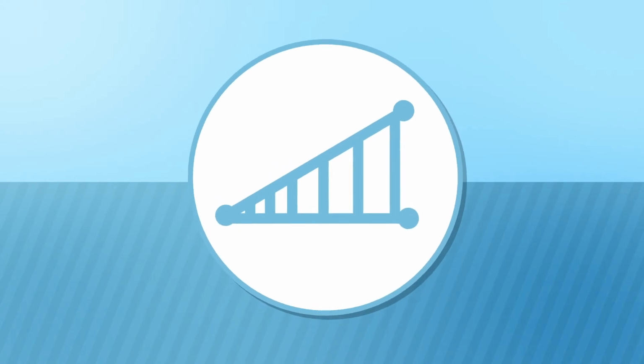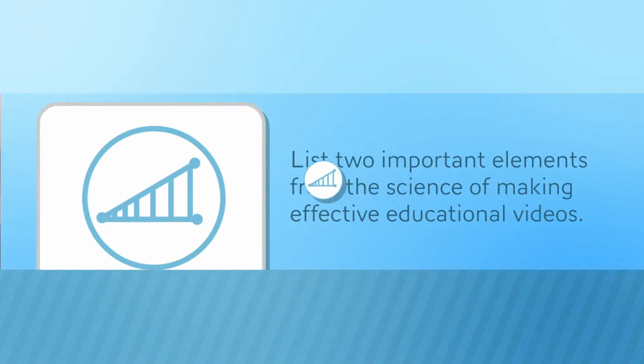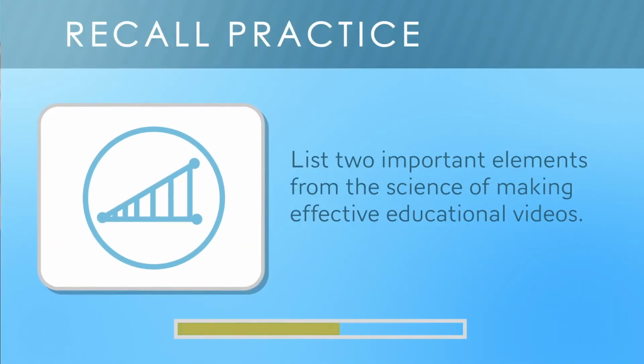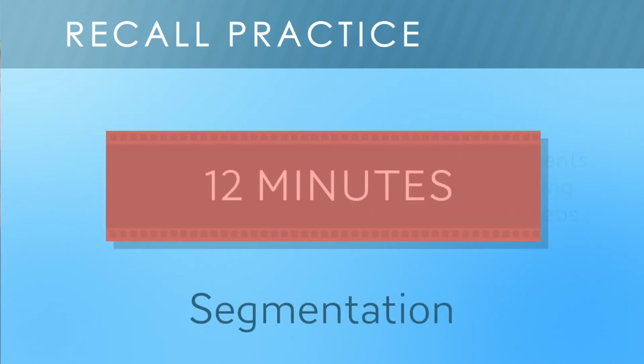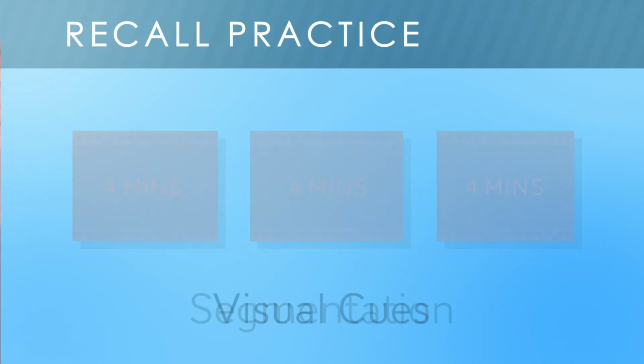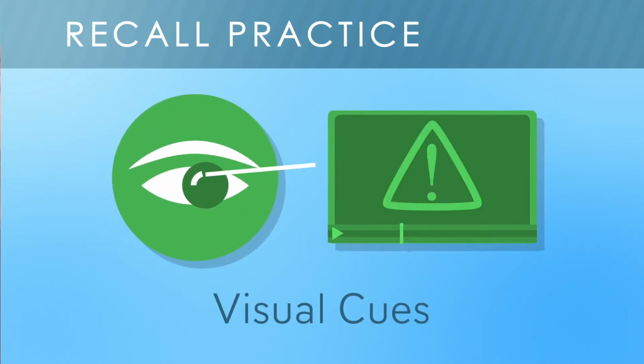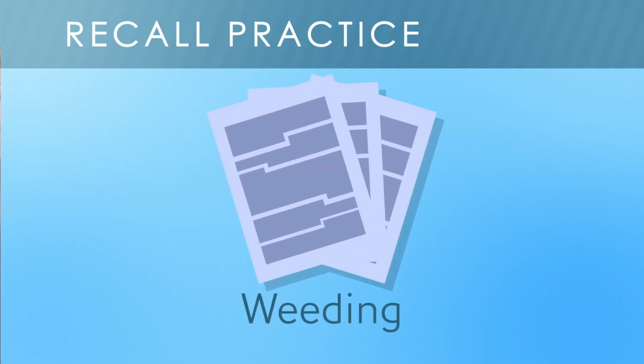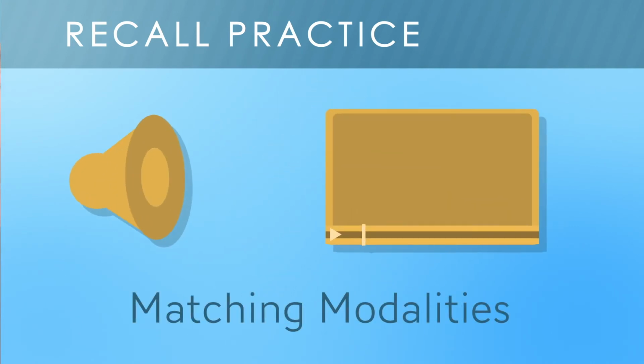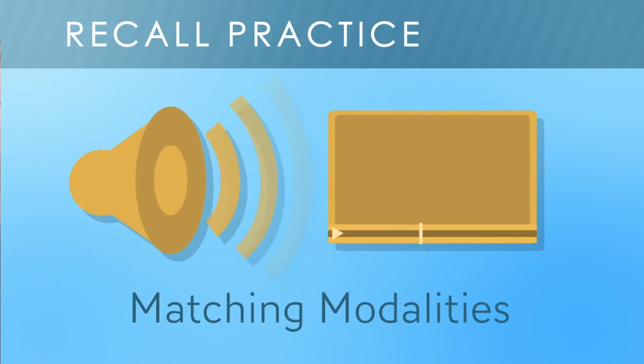Okay, let's take this recall practice out for a spin. Can you list 2 important elements from the science of making effective educational videos? Great! As a quick review, we want to segment videos into shorter lengths, provide visual cues to emphasize information for recall, remove any unnecessary information, and make proper use of both audio and visual cognitive processing channels.